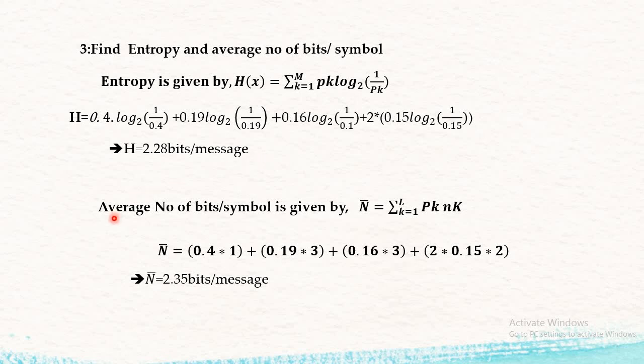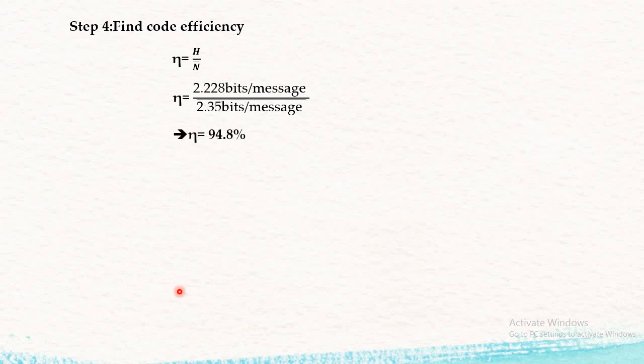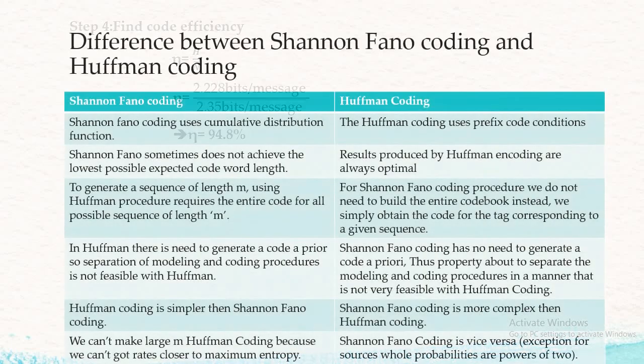Then we go for finding the value of the average number of bits per symbol. It comes out to be the sum of p_k into n_k. We just multiply the probability value with the number of bits assigned for that particular value. We take the multiplication, and it gives n bar as 2.35 bits per message. And finally we go for finding the efficiency. The efficiency eta equals H by n bar. So we put in the values obtained in the previous slide, and it will give you the efficiency.